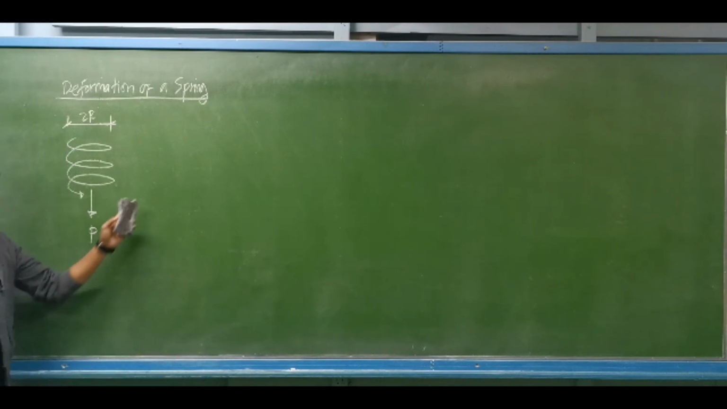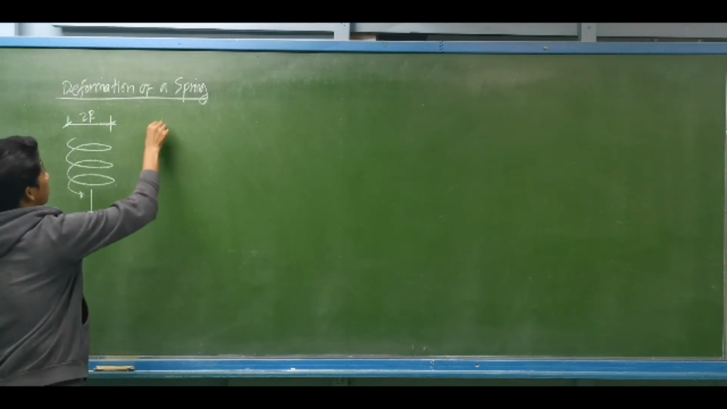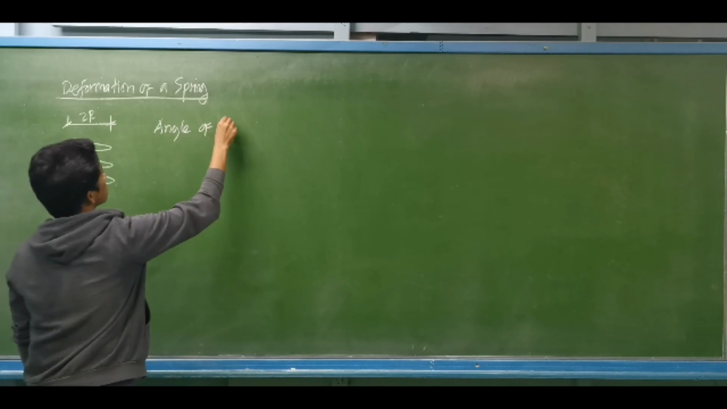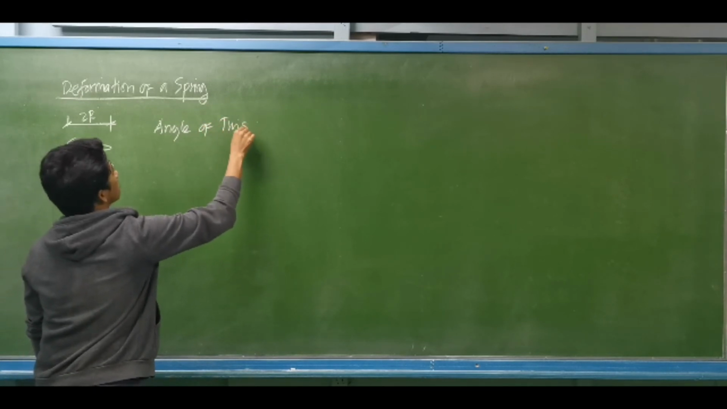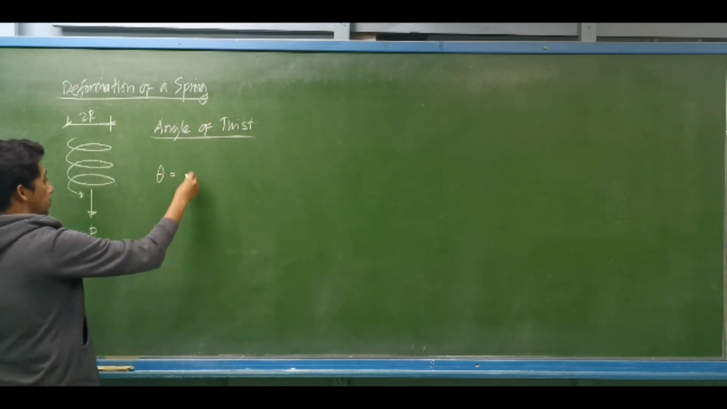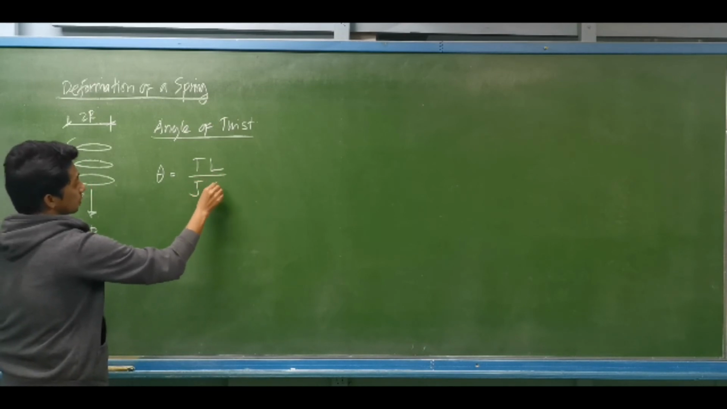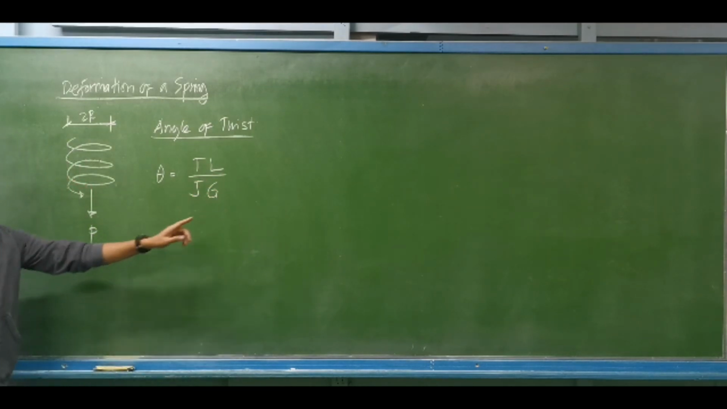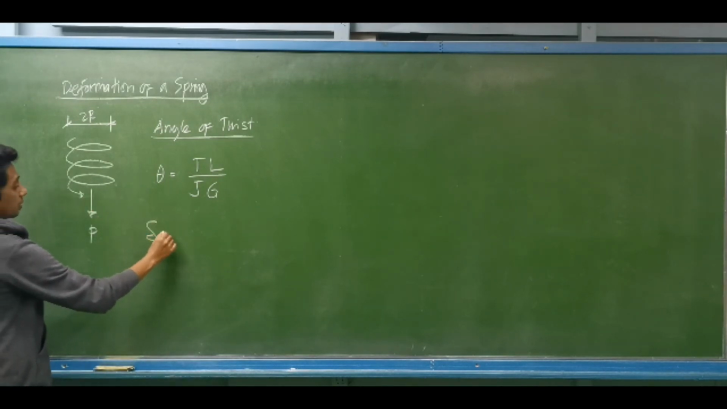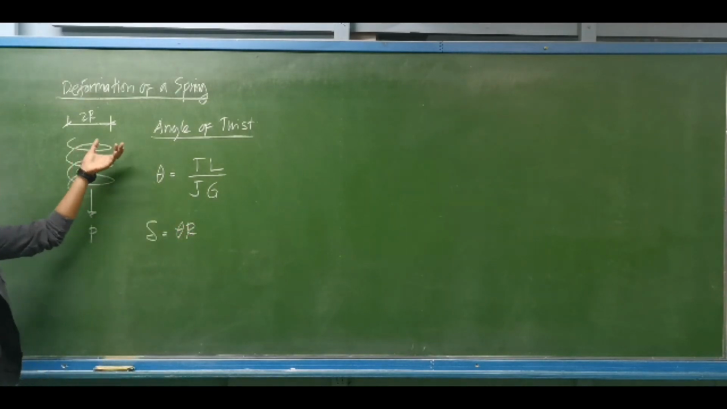So let's discuss the deformation of a spring. Basically, we are to recall the formula from torsion, that is the angle of twist. Theta is basically equal to the applied torque times the length divided by the polar moment of inertia times the modulus of rigidity. So if we are to compute for the equivalent of the delta, delta is the same as theta times the radius of the coil.